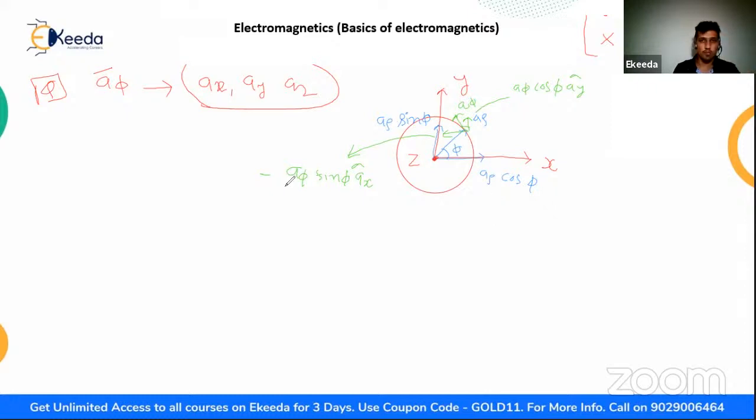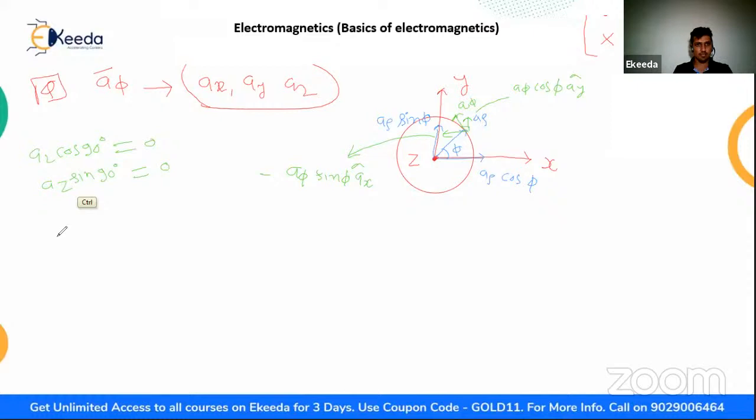Now the component of az along az will be the same, because the z axis is the same in both coordinate systems. Along ax and ay the components will be zero, because az is at a 90-degree angle with ax and ay. So az cos 90 will be zero, and az sin 90 is also zero. So the component of az along x and y will be zero.